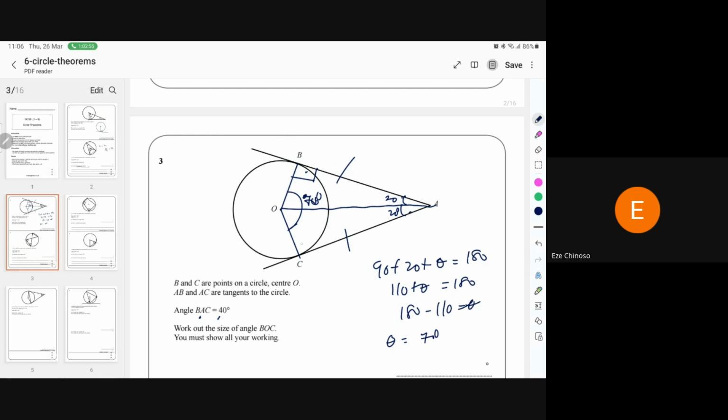The same thing will happen here as well. Here as well will be 90. So here is going to be 70. So we add everything together, that will give us 140 degrees. That's the angle right here that they are looking for. Any question on this? Do we understand? Anybody confused? Give me a thumbs up if you're following.